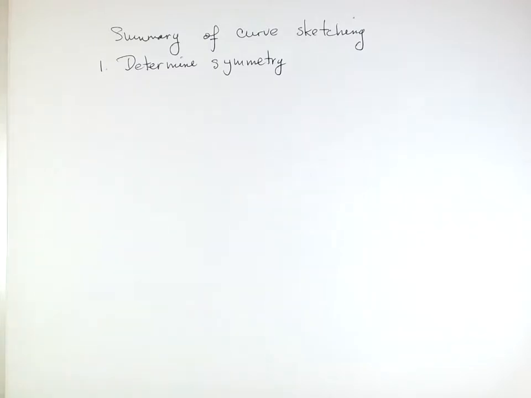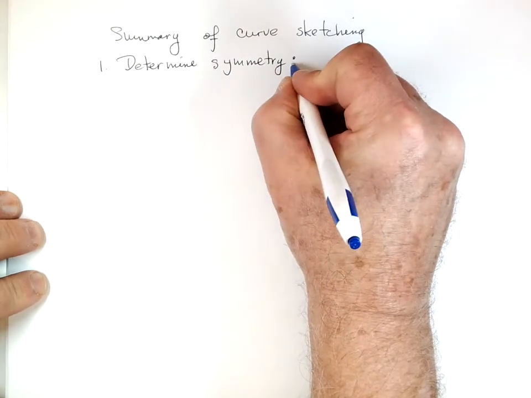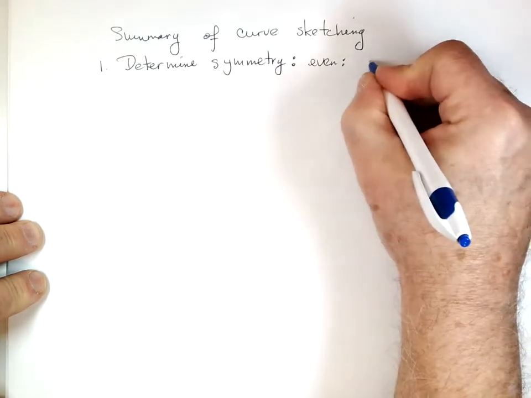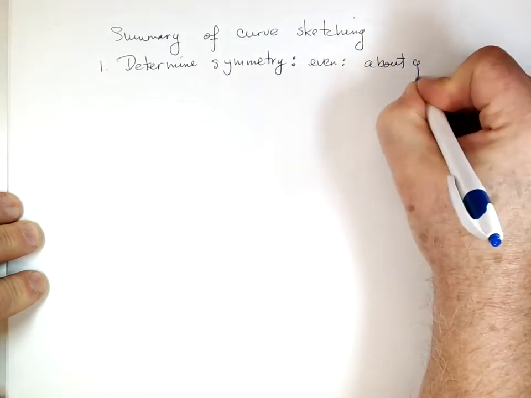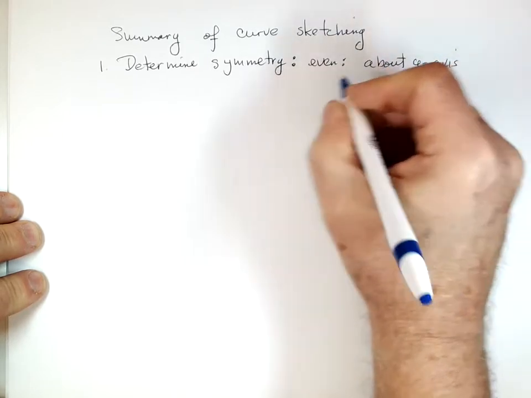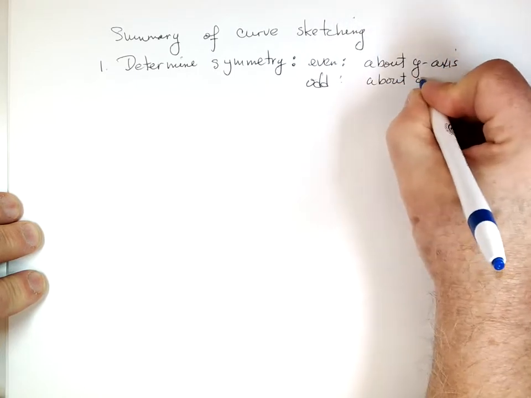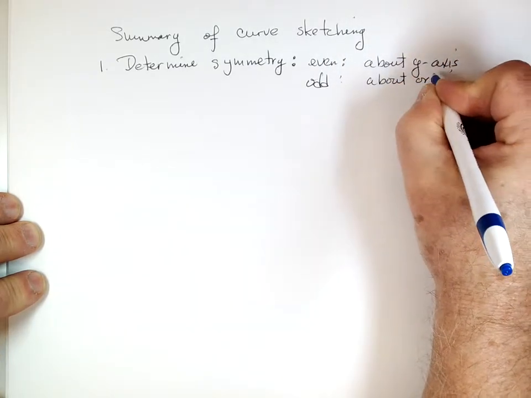If you have an even function, you get symmetry with respect to the y-axis, which means what? You only have to graph half of it, because the other half is the reflection about the y-axis. All right? If it's an odd function, you have symmetry with respect to the origin. If you have an even function, we have symmetry about the y-axis. If you have an odd function, you have symmetry about the origin. Okay?